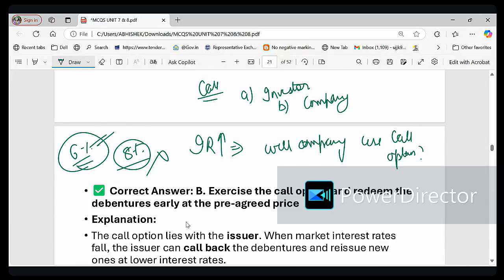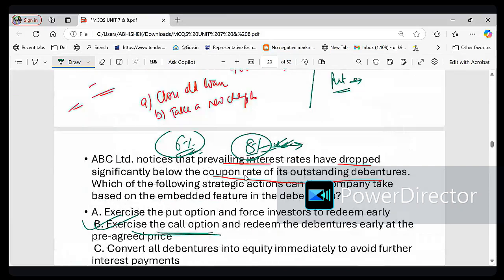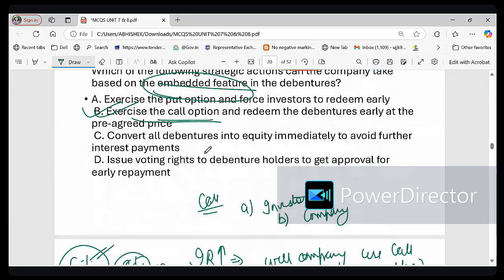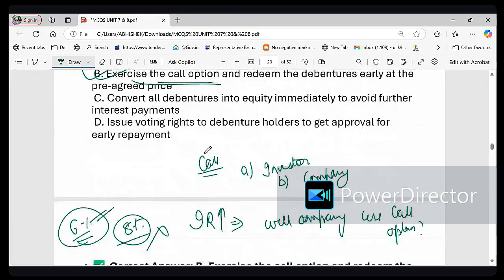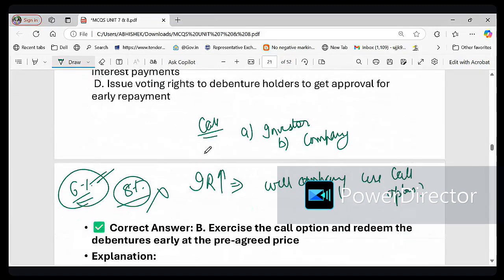So remember what we learned from this question: debentures with embedded features. Remember, debentures with embedded features give flexibility, right? If the market conditions are right, the company can call back the old higher interest rate instrument. They can save the cost and they can issue a newer one at a lower rate.